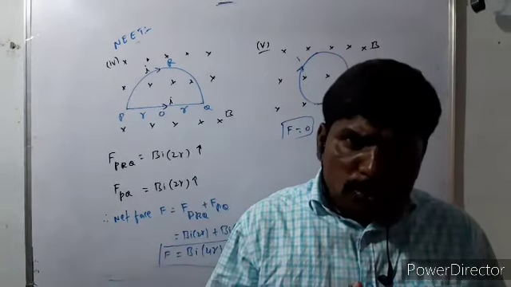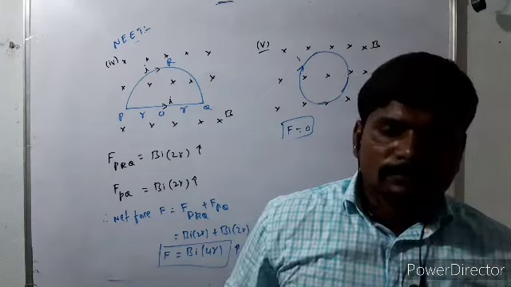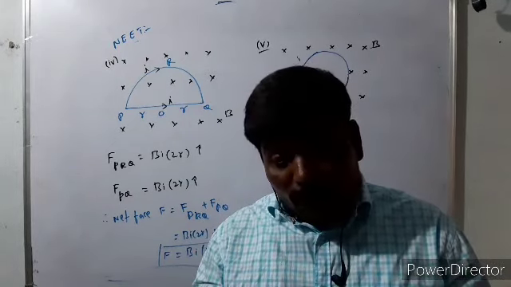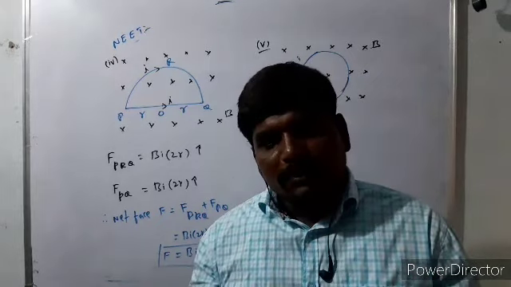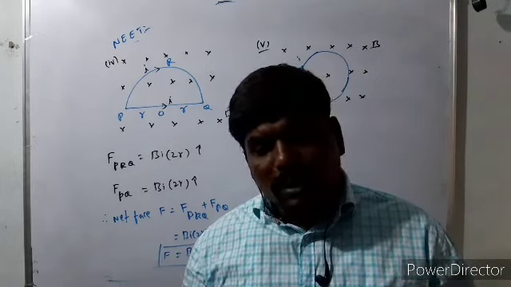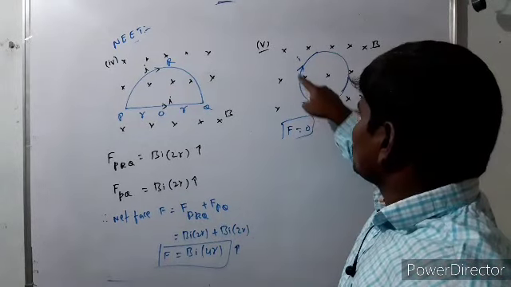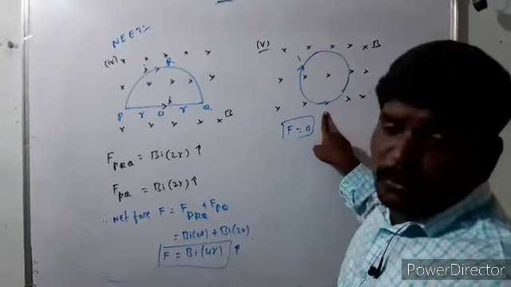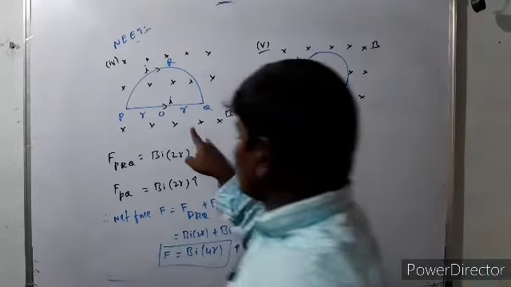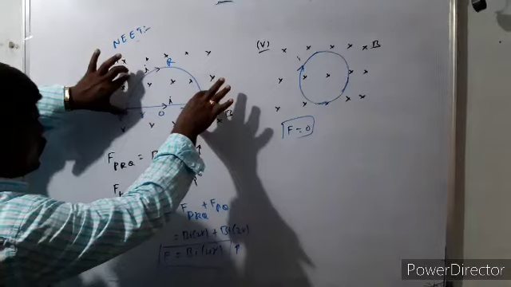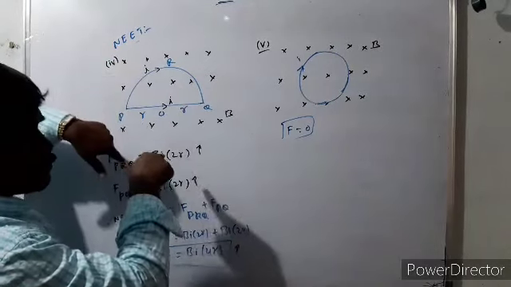There is a small difference you need to understand. The force on a closed loop in a magnetic field is not always zero. But if the current forms a closed loop, then the force is zero. This is a closed loop, the current is forming a closed loop, therefore force is zero. If we see this PRQ, PQ, it is a closed loop shape, but the current is not forming a closed loop.